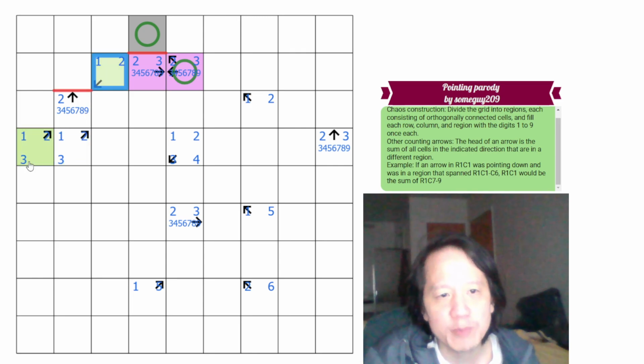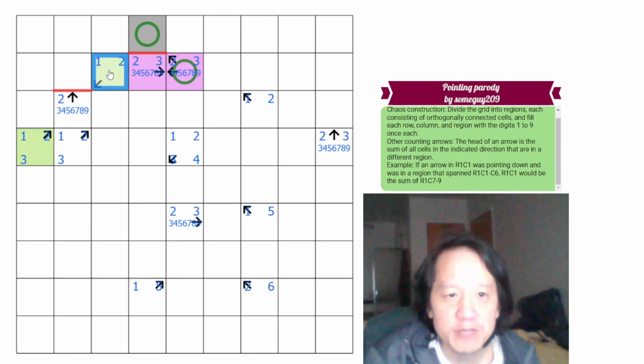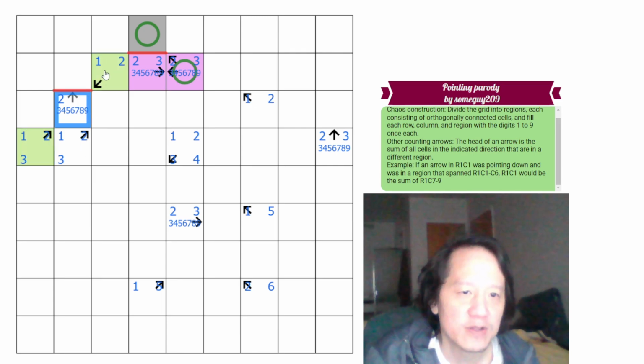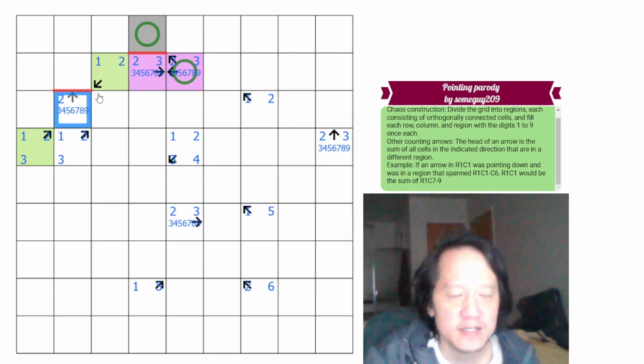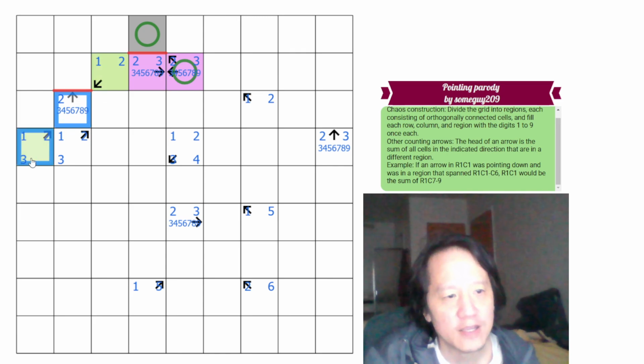So these two must be part of the same region, which means this one cannot be part of this region. Because if it is, then this would add up to 0, and you cannot have that. So therefore, this must be a different region than the green. So we're going to make that light. And then on top of that, this must be a different region than the green one, right?